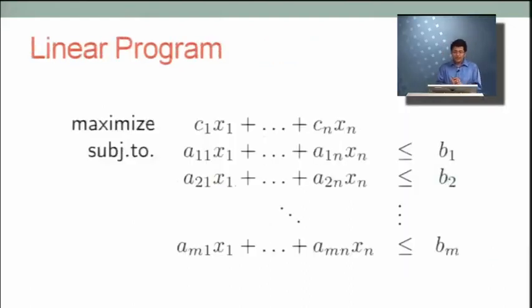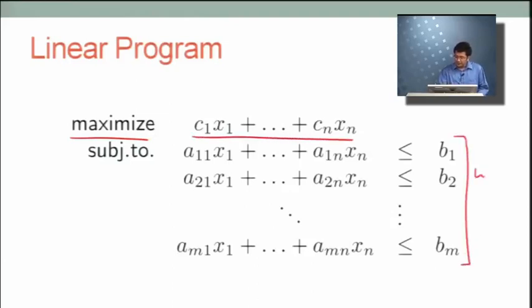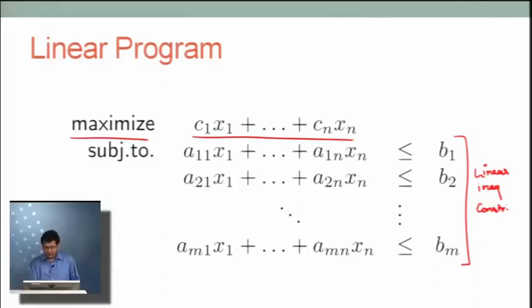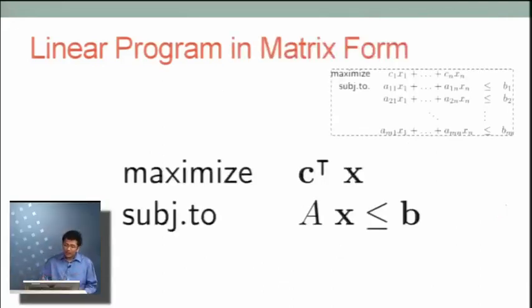Okay, so let me recall. This is your standard linear program. We'll do maximization of an objective subject to some linear inequality constraints. Okay, so far you should know all this. I like to write things in matrix form, so this is maximization of C transpose X, subject to AX less than or equal to B.